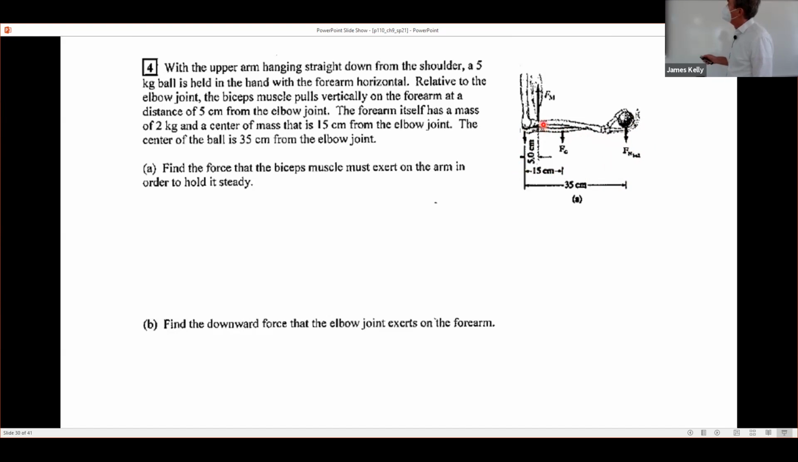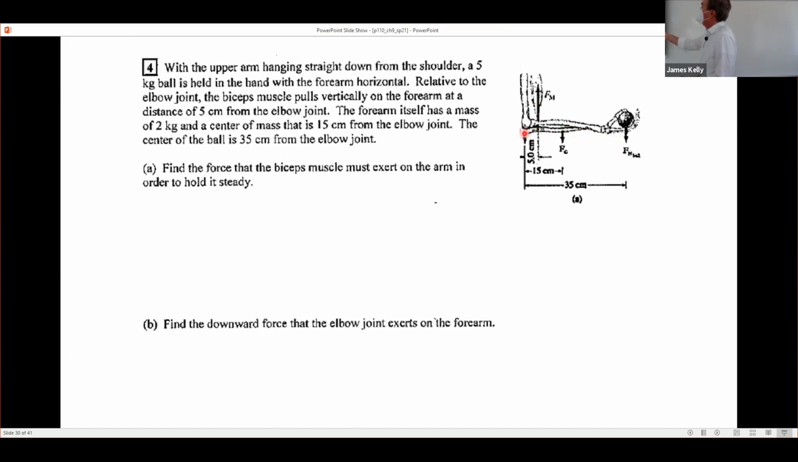And the biceps muscle, of course, can't be pulling right at the elbow joint. It's got to be attached a little bit outward to actually exert a force. It's 5 centimeters in this model away from the elbow joint. And the question is, well, find the force the biceps muscle has to exert on the arm. And then there's another force here on the forearm, and that is the elbow is pushing down on the forearm at the elbow. You can kind of imagine if it weren't pushing down there, everything would rotate around the biceps muscle.